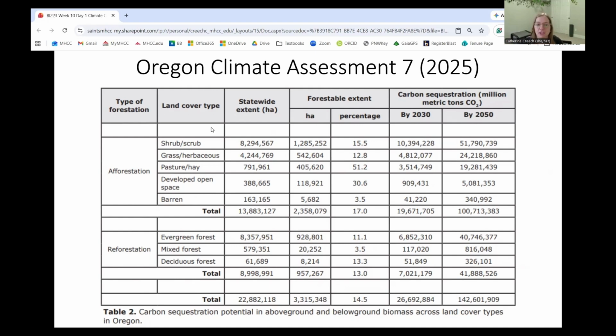We have the type of coverage that would be used. We have the statewide extent of area in hectares. So HA is a hectare. A hectare is 10,000 square meters. We have the percentage of space in the hectares written here. And then if we do those actions, if we afforest and reforest, the amount of carbon that will be sequestered by 2030 and by 2050. So this is progressive, this is forward-looking, and this is thinking about the impact that we could have. And it's really awesome.